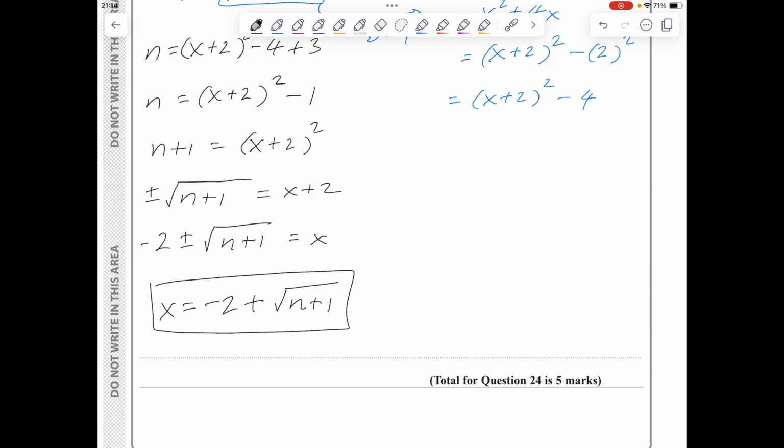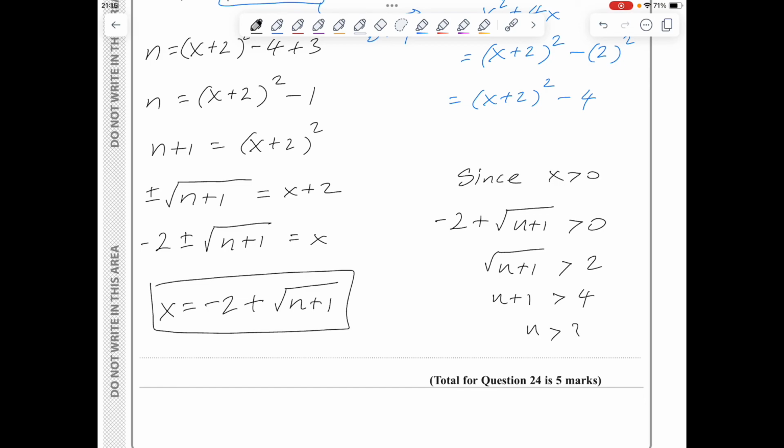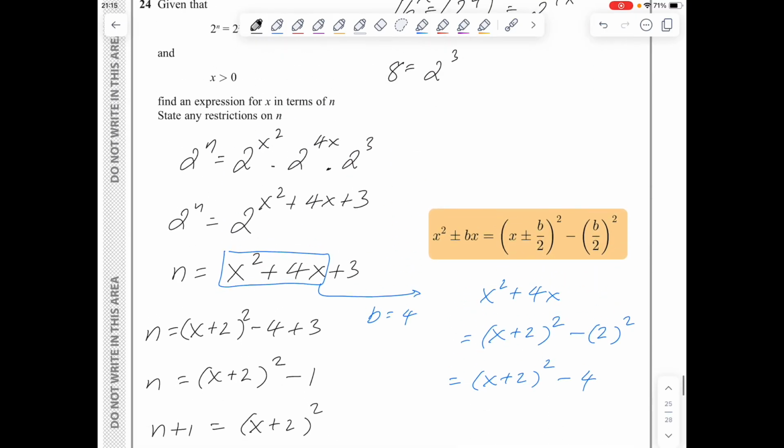So let me write on the side, since x is greater than 0, then minus 2 plus the square root of n plus 1 must be greater than 0. So the square root of n plus 1 is greater than 2. N plus 1 must be greater than 4. So n is bigger than 3. And this answers the second part of the question that says state any restrictions on n.